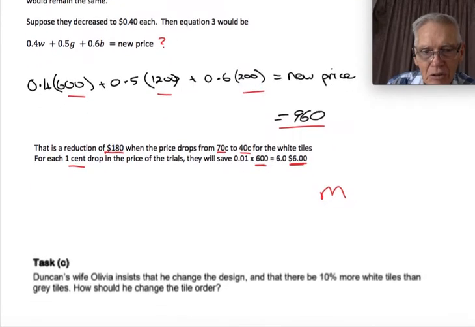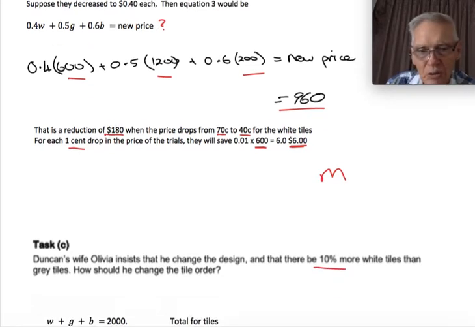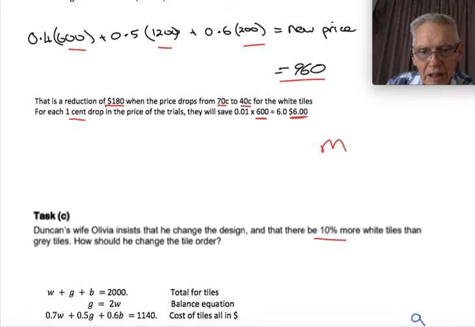And now we're going to go on to the excellence part. Now Duncan's wife wants to change the design. She wants 10% more white tiles than grey tiles. So how should he change the order? So here we have the balance equation. That's the original one. This one here is going to change because that was double.